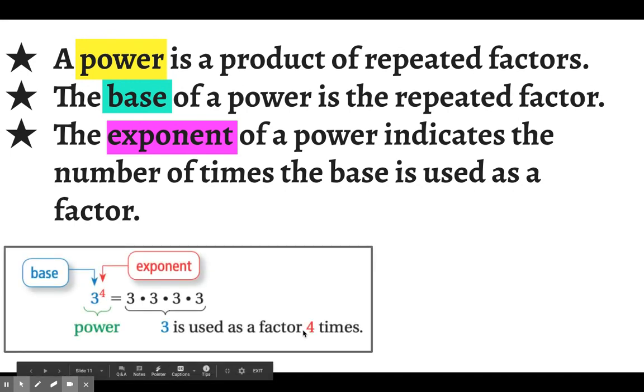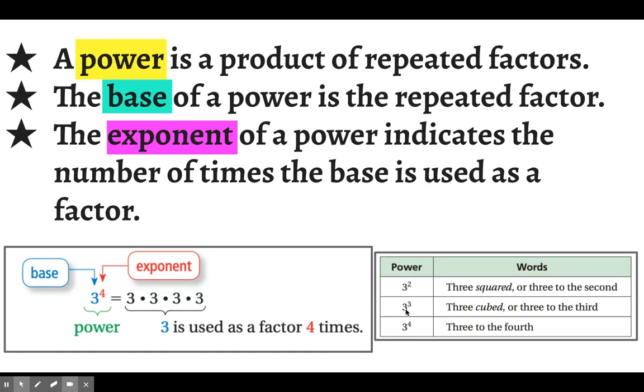So the whole thing is called the power. The base is our number that is the repeated factor that's being multiplied. And then our exponent is that little number up top in the air that tells us how many times the base is being multiplied by itself. Remember, exponents, this is not 3 times 4. This is 3 times 3 times 3 times 3. 3 is being multiplied by itself 4 times.